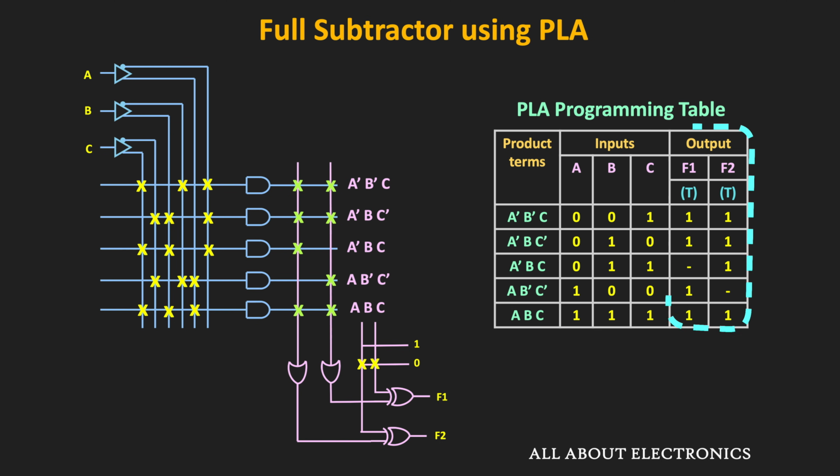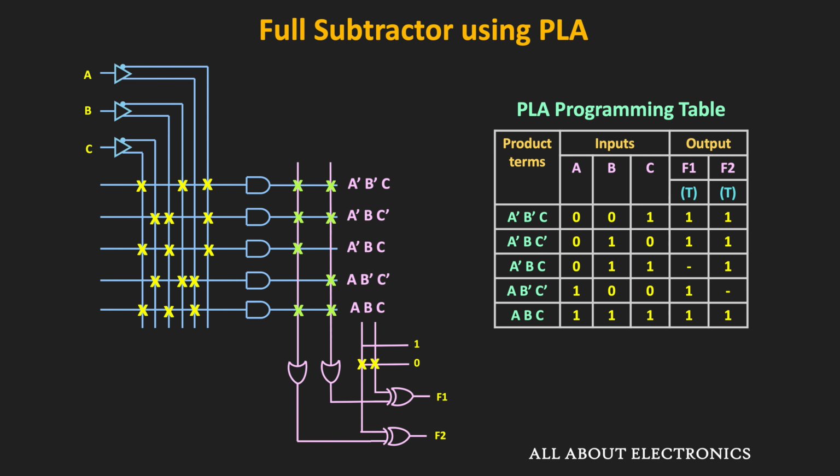Similarly, the third section specifies the path between the AND gate and the OR gates. Once again, the product terms which are connected with the OR gates are marked with logic 1, and the product terms which are not connected with the OR gate are marked with a dash. As you can see, in both the OR gates, a total of 4 product terms are used, and the product term which is not connected with the OR gate is marked with a dash.